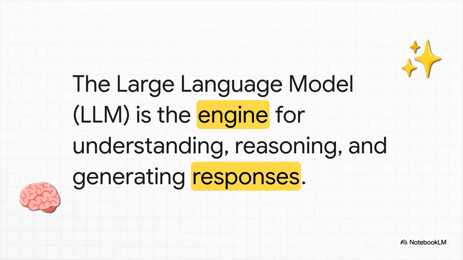All right, let's start with the brain. This is the central processing unit, the engine of the whole operation. We're talking about a large language model, or LLM, something like GPT-4. Its job is to handle understanding what you're asking, reasoning about what it needs to do, and then generating a response that sounds, well, human.